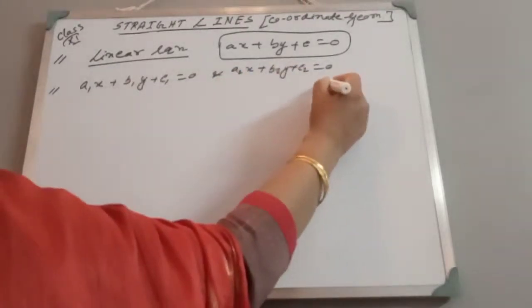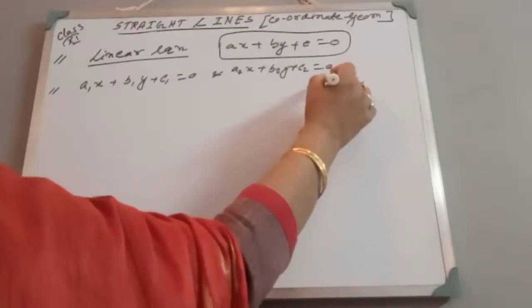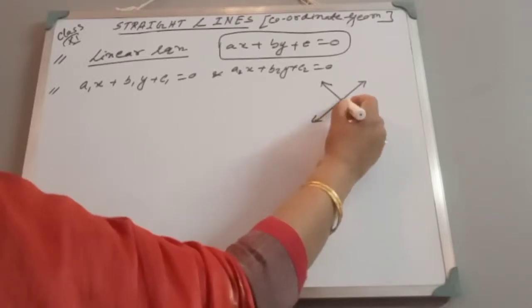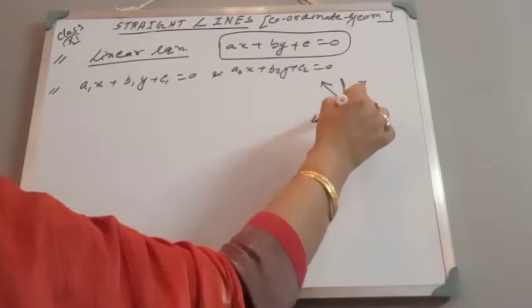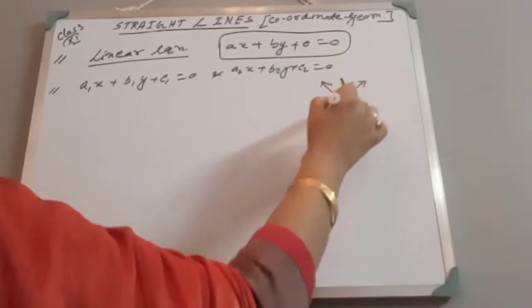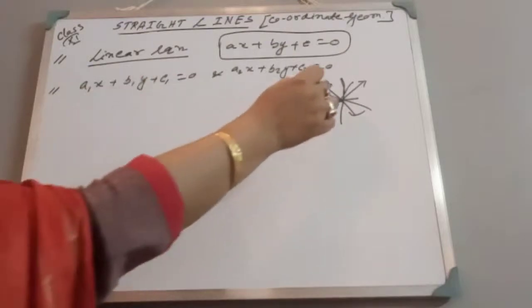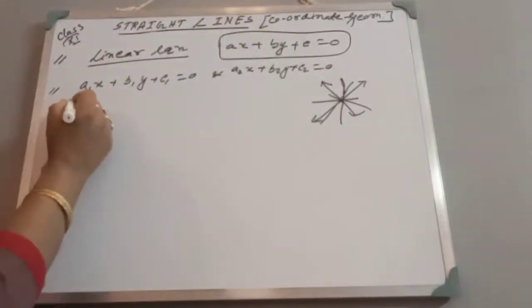That means, say this is one equation, this is another equation, another straight line. This is one straight line, this is another straight line. Now, through this point of intersection, another straight line can be drawn. It may be like this, or this, or maybe this, whatever. So we have to find the equation of this other straight line. So what will be the equation?